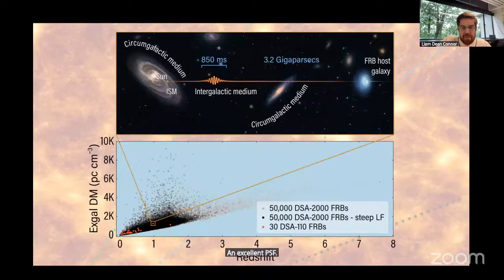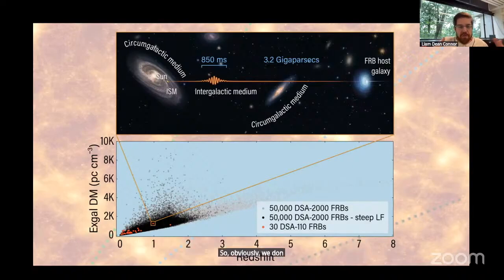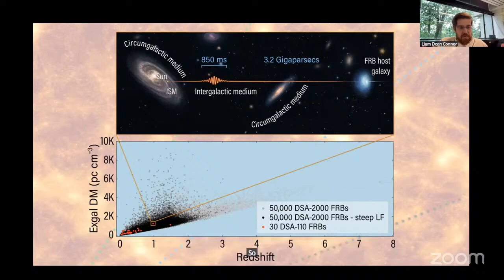The scary thing about having as much sensitivity as DSA-2000 and CHORD and the Square Kilometre Array is that we're going to find a lot of FRBs from really, really distant galaxies. So obviously we don't know if the universe produces reionization FRBs, but it's worth noting that half of the DSA-110 sample would have been detectable at redshift 6 by the DSA-2000. So if such objects exist, we will find them, and this will give us a column to reionization.